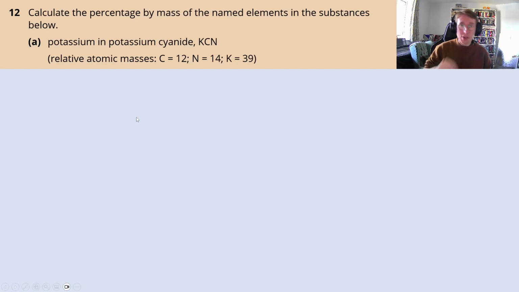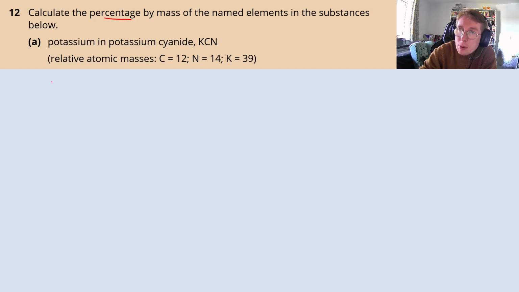So now we turn our attention to percentage by mass. This is essentially just calculating percentages of how much of a certain substance or how much of a certain element there is in a compound. So let's have a look at how we do it.